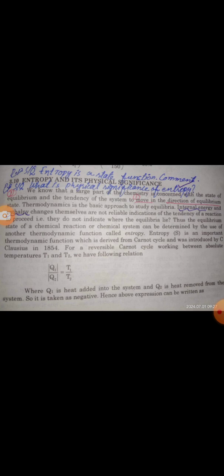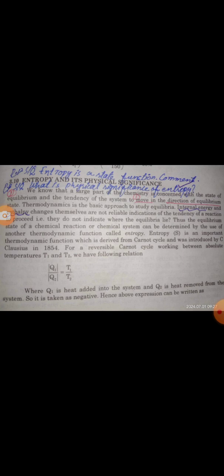Whenever we talk about chemistry, we are concerned about the state of equilibrium, the tendency of a system to move in the direction of equilibrium. Number one is to find out the tendency of a chemical reaction, and number two is to find out whether the equilibrium stage has occurred or not. A chemical reaction is always concerned about the equilibrium stage.